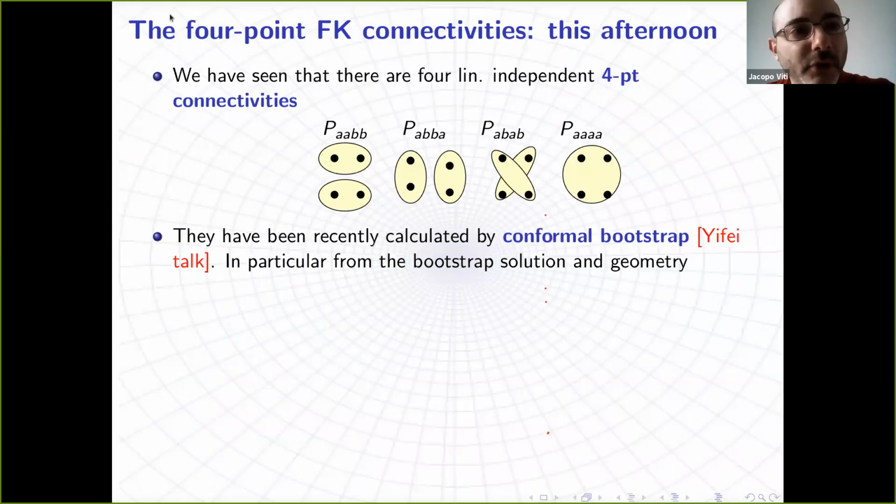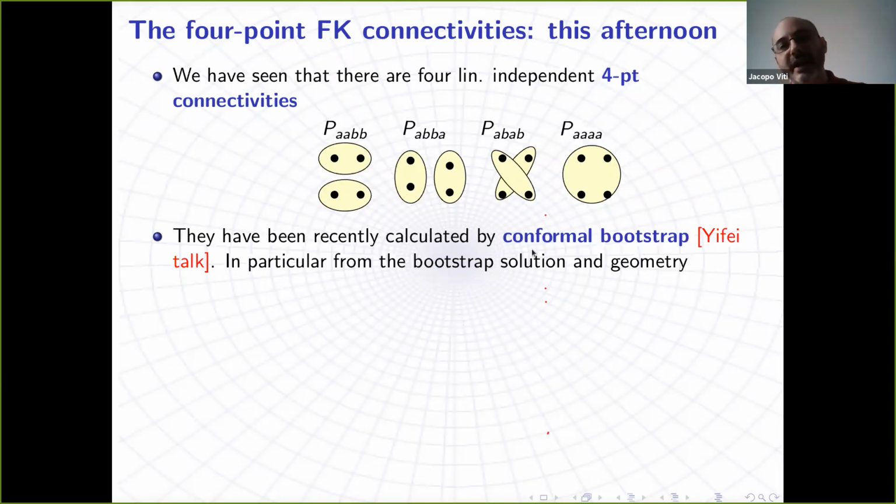Okay, so let me then move to the 4-point function. This will be discussed in more detail this afternoon, so I just want to say a few words here. We have seen that there are four-point connectivities which are linearly independent. Then, through transfer matrix techniques, you calculate the spectrum of conformal dimensions entering the conformal block decomposition of this 4-point function. You can fix the structure constant by conformal bootstrap. This will be the subject of this afternoon's talk.